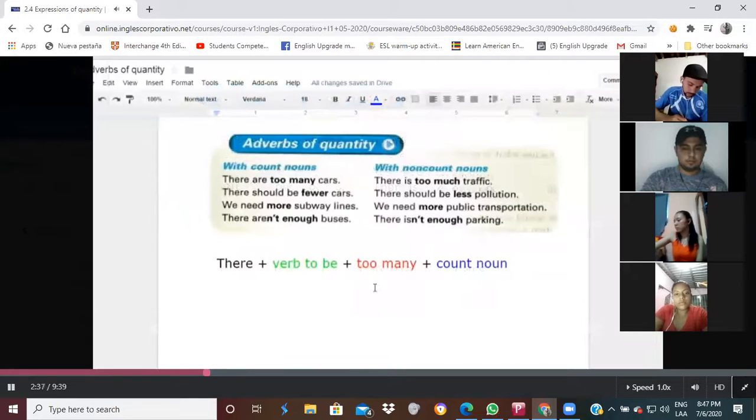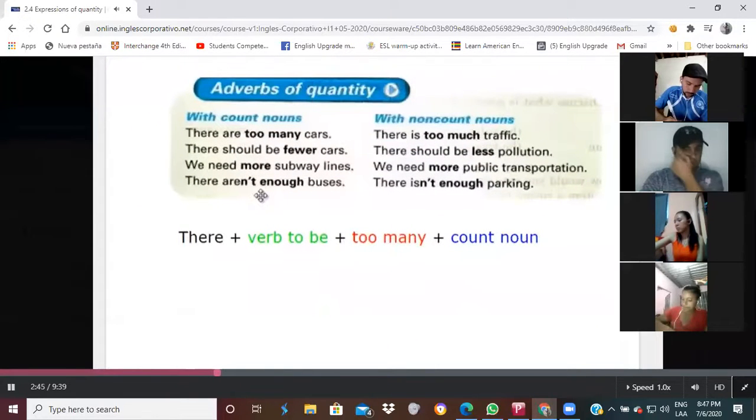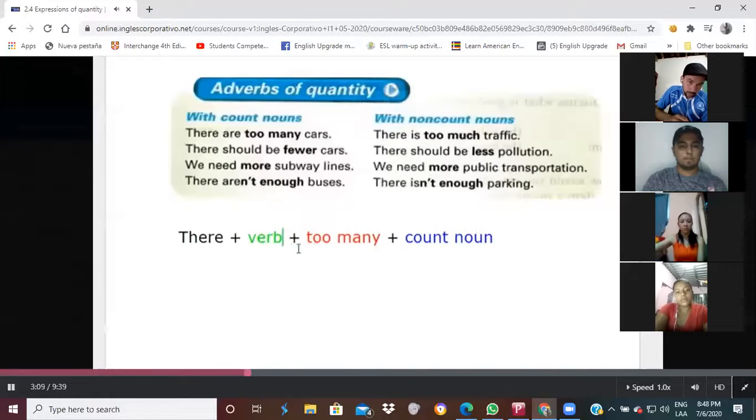What I would like to do next is to make sense of that last statement that you see there. There aren't enough buses. And this is whenever we are missing something, right? We need more of something. Like, for example, we need more buses. Maybe we need more police officers. We're going to use the expression there aren't enough. And then that's going to follow a count noun. So we use there plus aren't, and then this is going to follow the expression enough.